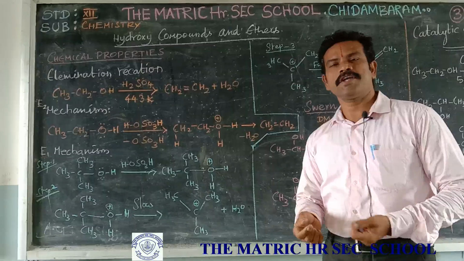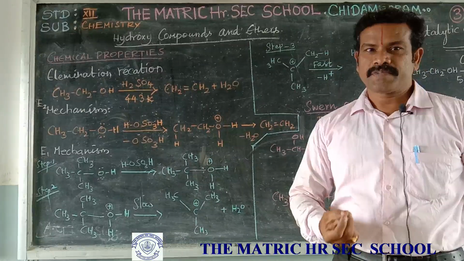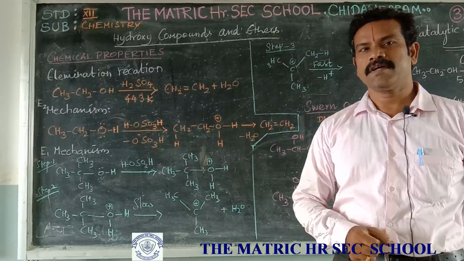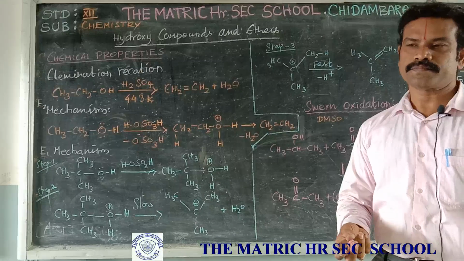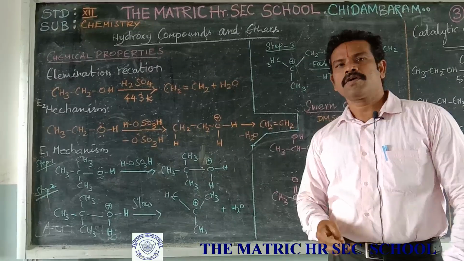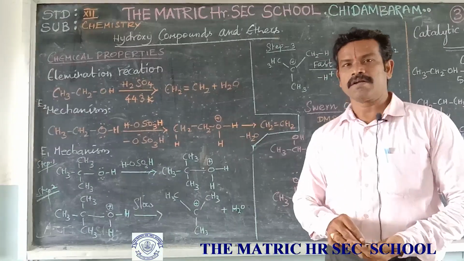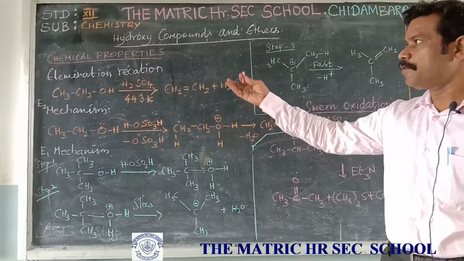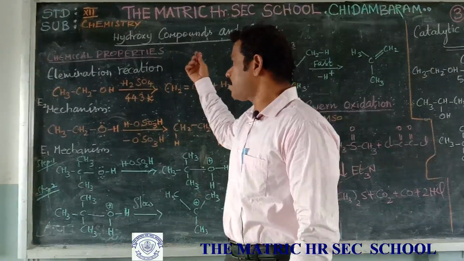In the Lucas test, the tertiary alcohol produces turbidity immediately, secondary alcohol produces turbidity in 5 to 10 minutes in Lucas reagent, and primary alcohol does not produce turbidity at room temperature. In the Victor-Meyer test, primary alcohol produces a red color, secondary alcohol produces a blue color, and tertiary alcohol gives a colorless solution in potassium hydroxide solution. Then, continuing, today we are going to the elimination reactions of the chemical properties of the hydroxy compounds.